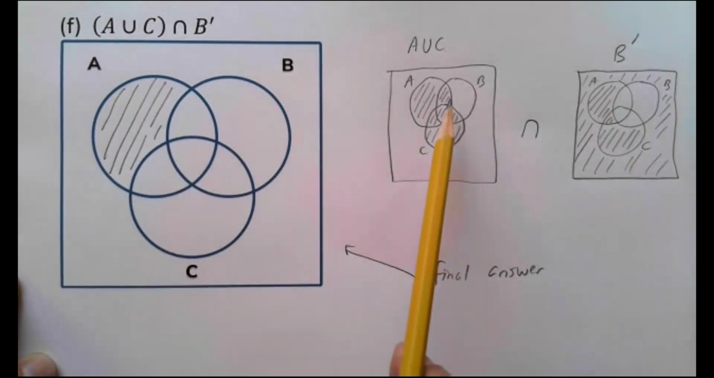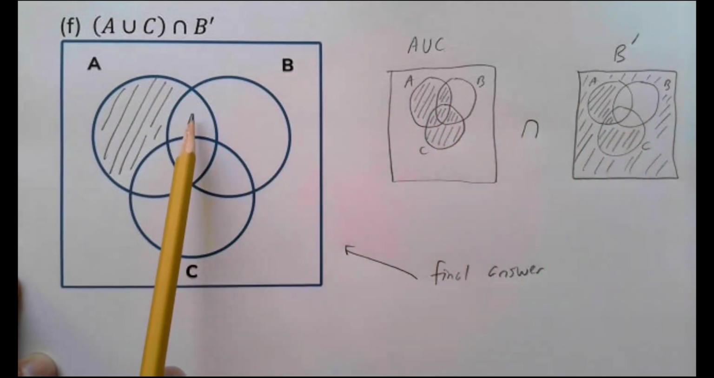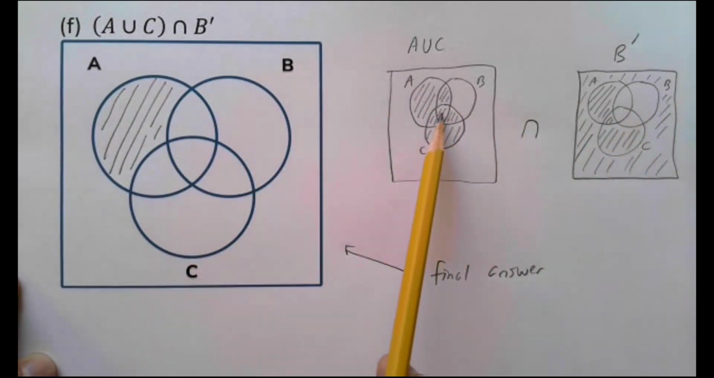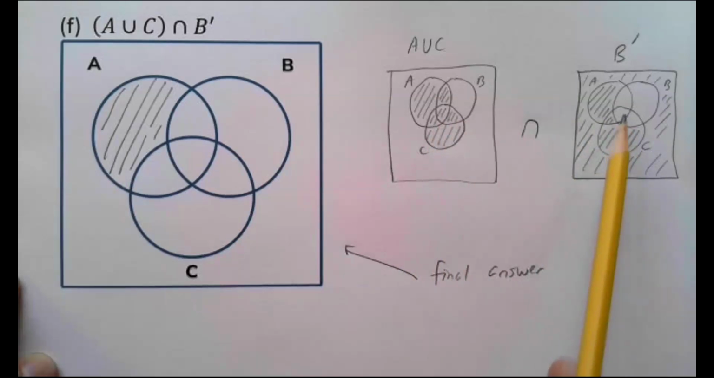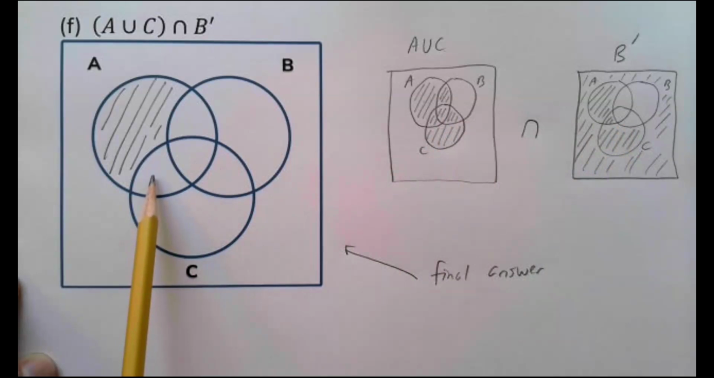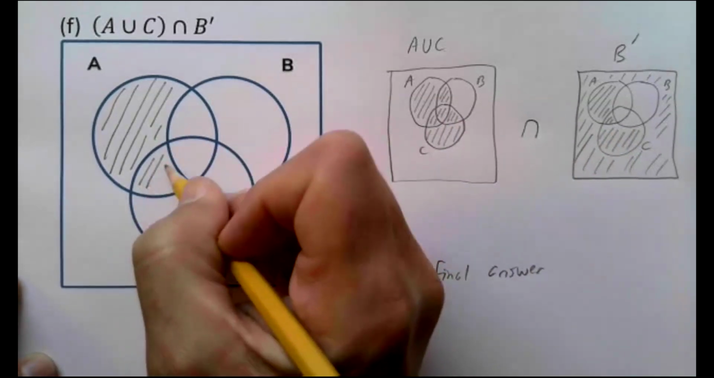What about this part? It is shaded here, but it's not shaded here. So this part's not going to get into the answer. What about the middle part? The middle part is shaded here, but it's not shaded here. The middle part does not get into the answer. What about this little left-hand part over here, A? That's shaded in this one, and it's also shaded in that one. So that does get into the answer.